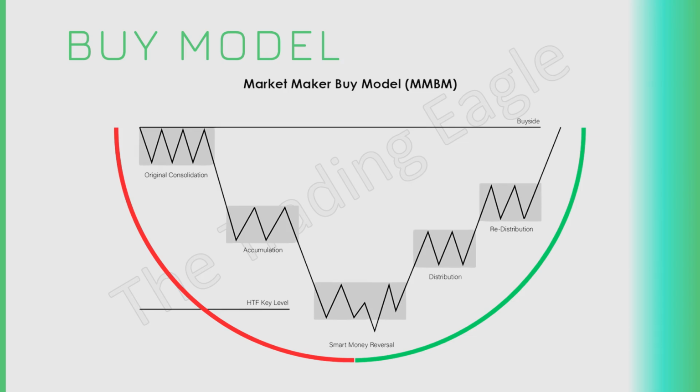And what should be your take profits? Your take profit should be the accumulation phase. That should be your take profit one. Then the original consolidation should be your take profit two. Also, you can look for another higher pivot point for your take profit three, because the distribution usually goes much higher than the original consolidation.